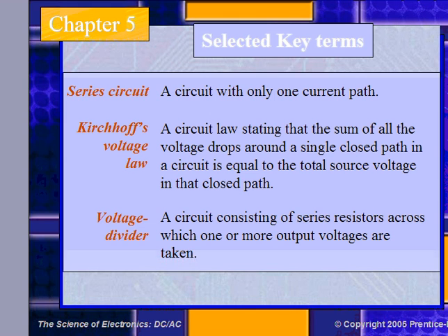A series circuit is a circuit with only one current path. Kirchhoff's voltage law is a circuit law stating that the sum of all the voltage drops around a single closed path in a circuit is equal to the total source voltage in that closed path. Voltage divider is a circuit consisting of series resistors across which one or more output voltages are taken.